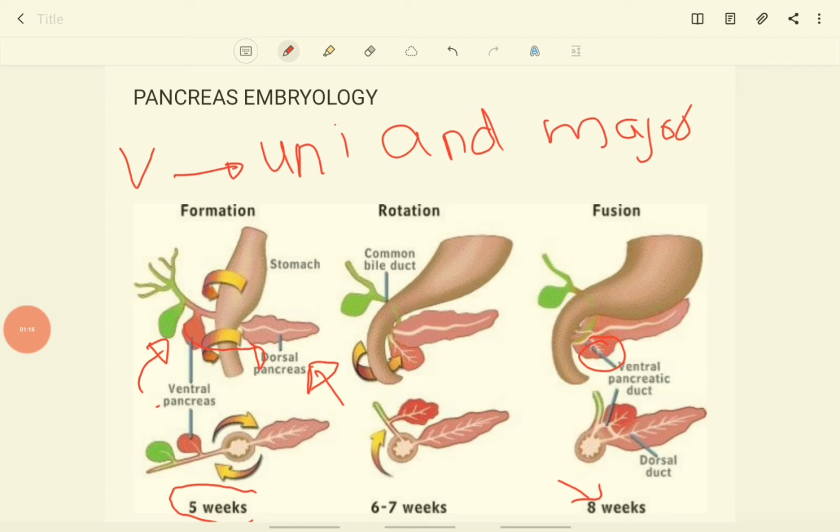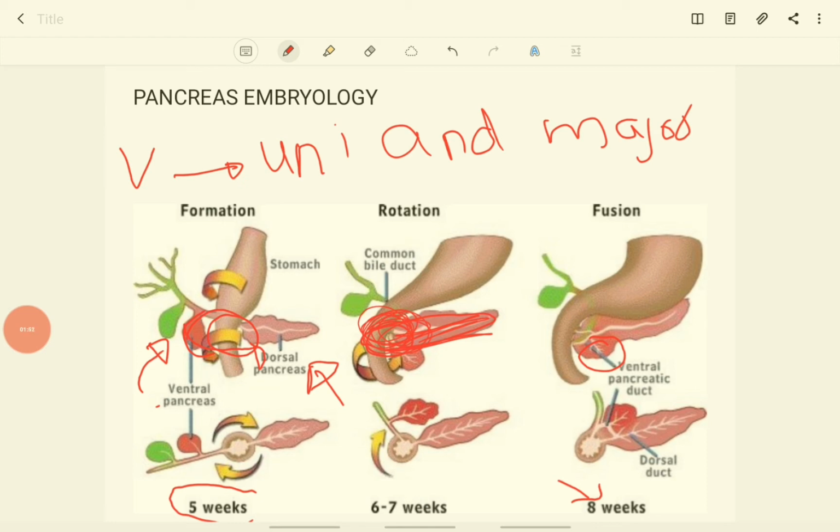But if there is any abnormality in the rotation, sometimes this rotation can constrict the duodenum, especially the second part of the duodenum. The pancreas will form by encircling the duodenum like this, around the duodenum. This formation is called annular pancreas. This is very defective and will occlude the second part of the duodenum.